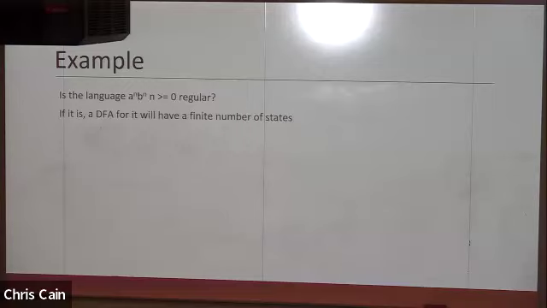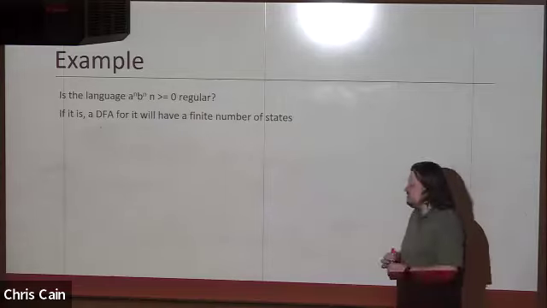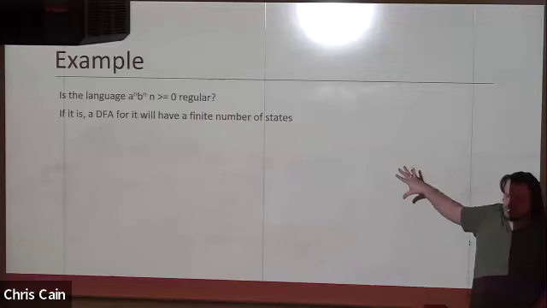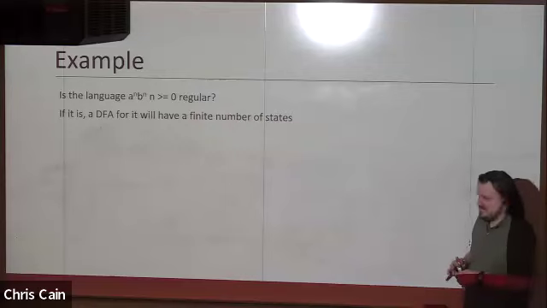That means we need a number of states to represent the A's. And since this is unbounded with regards to N, we can't bound the size of the DFA based on that. If this said N is less than or equal to 10, we could do it. If N is less than or equal to 1,000,000, we could do it. But because it's unbounded, we get this issue. So I'm going to start drawing what would be a solution if we had that condition N is less than or equal to something.